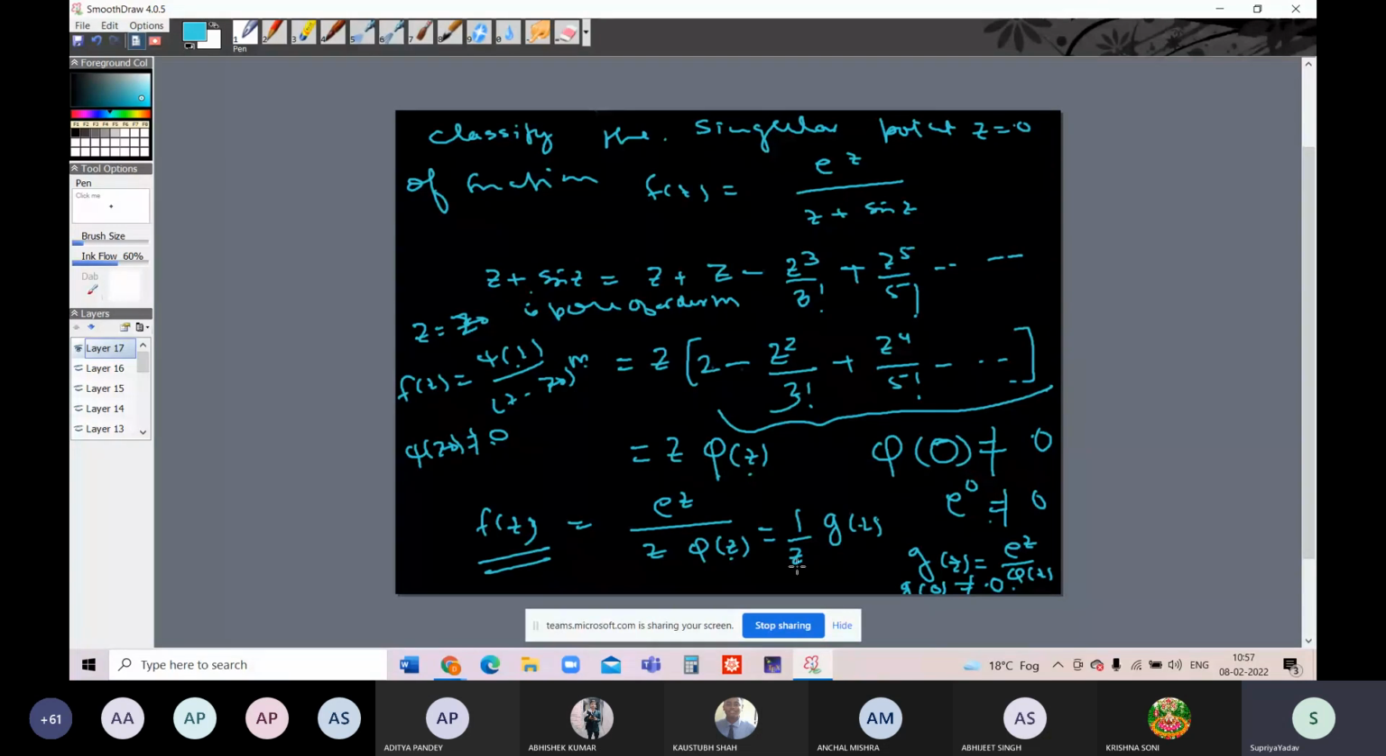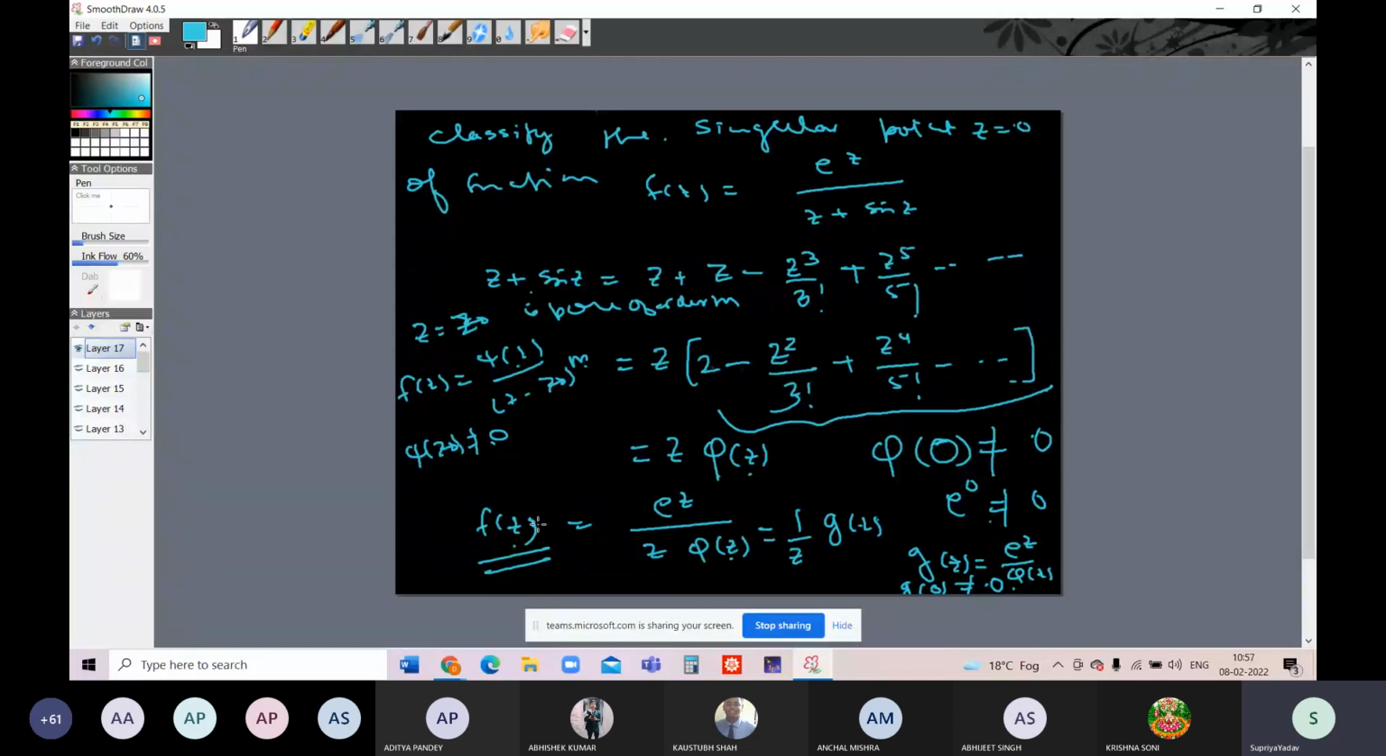And you can see that here in the denominator, z minus 0 to power 1, that is, m is 1 here. So z is equal to 0 is a pole for this function f z of order 1. It means that z is equal to 0 is a simple pole for this function. So this is the simple pole. In that way we can say.